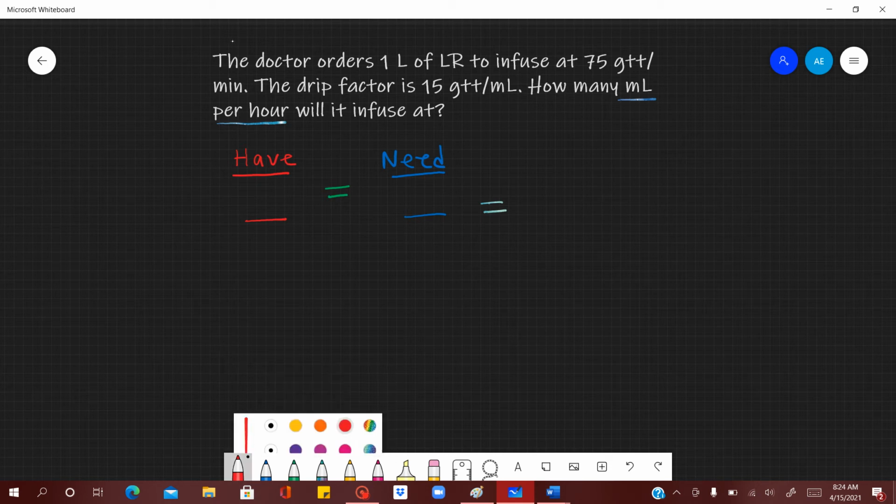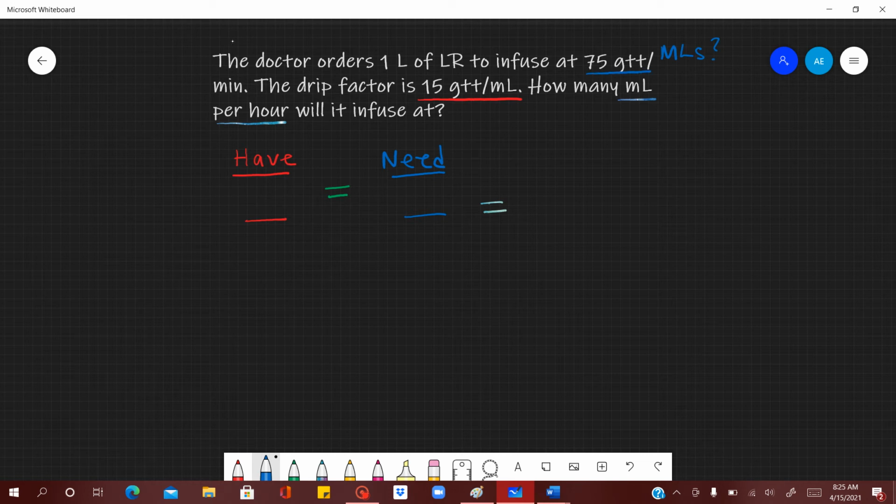So what we have is what comes from the pharmacy, what's written on the package. This is some sort of absolute information. It looks like the only thing that they gave us here is what's written on our tubing package, and that's 15 drops per ml. So what we need to know is how many mLs is in this 75 drops.